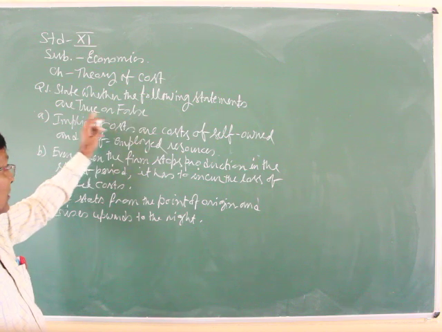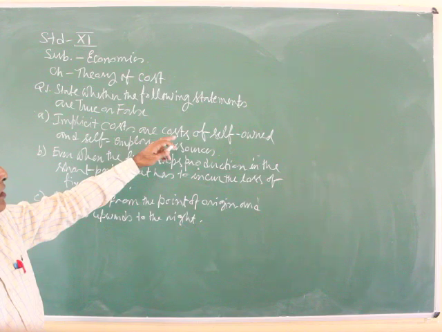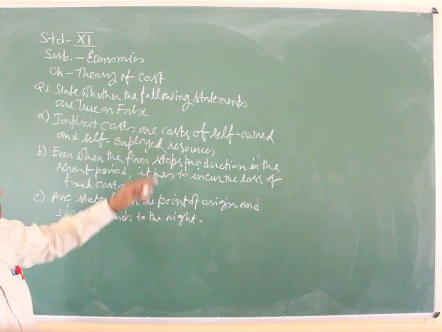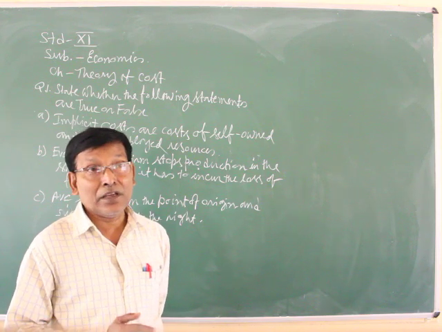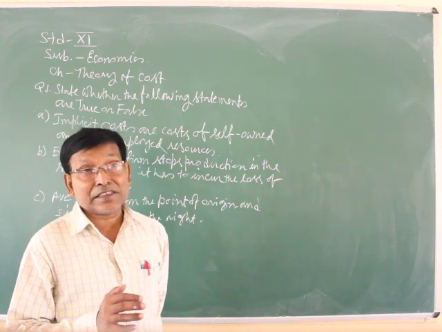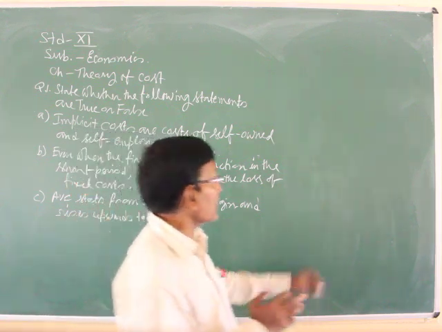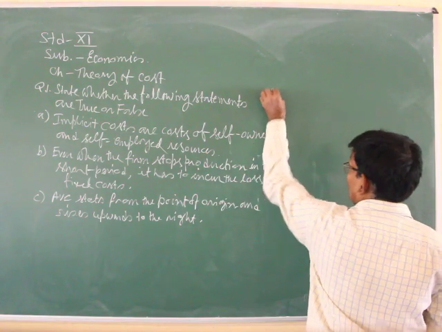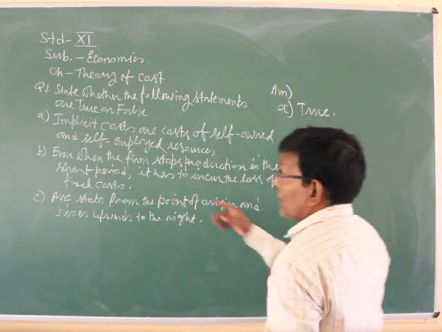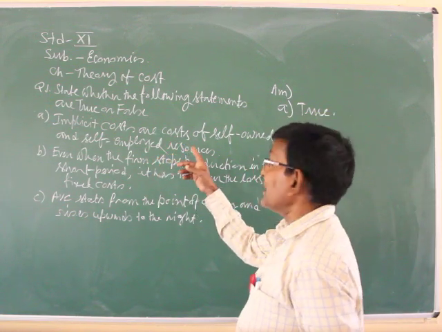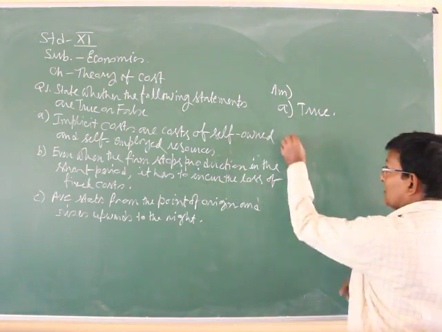State which of the following statements are true or false. First question, A, is given as: implicit costs are costs of self-owned and self-employed resources. As I told you earlier, the money spent on self-provided factor services is known as implicit cost. So the answer of A is a true statement. Why? Implicit cost means the cost incurred on the self-owned and self-employed resources. That is why it is true.